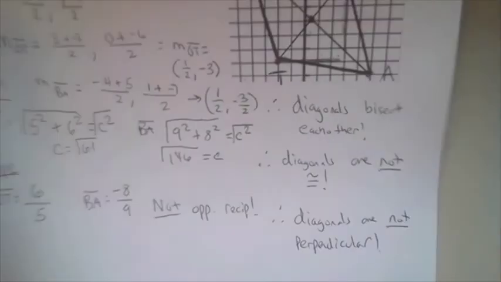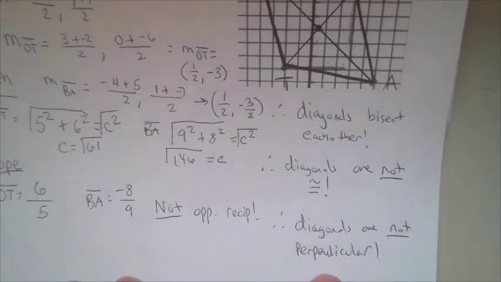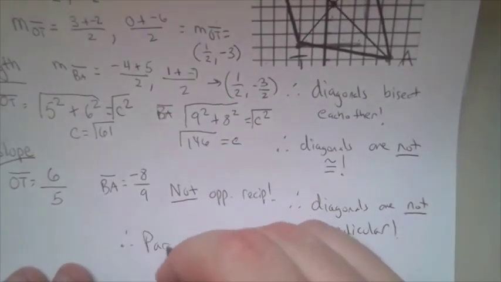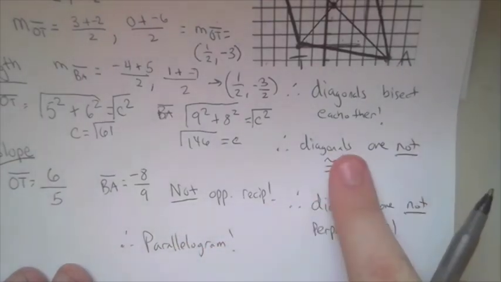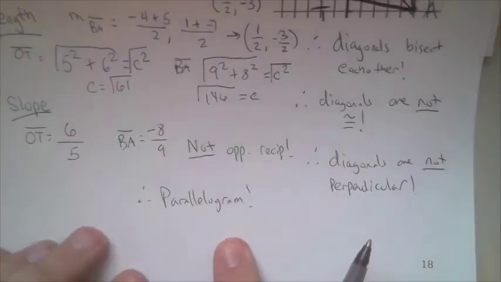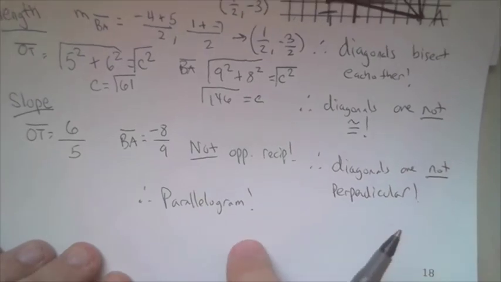So, if diagonals bisect each other, they are not congruent, and they are not perpendicular, it has to be a parallelogram. It can't be a rectangle, and it can't be a rhombus. Today in class, we're going to see, okay, if we don't want to look at the diagonals, what else can we look at to prove these true?